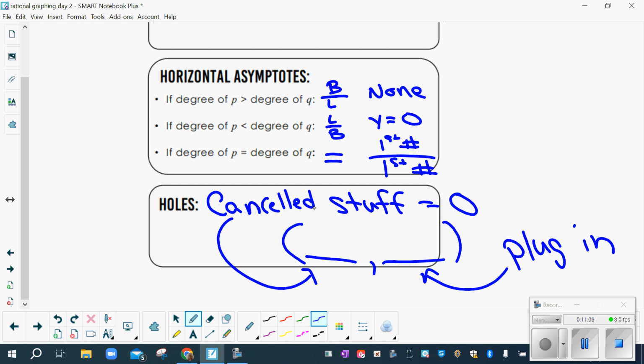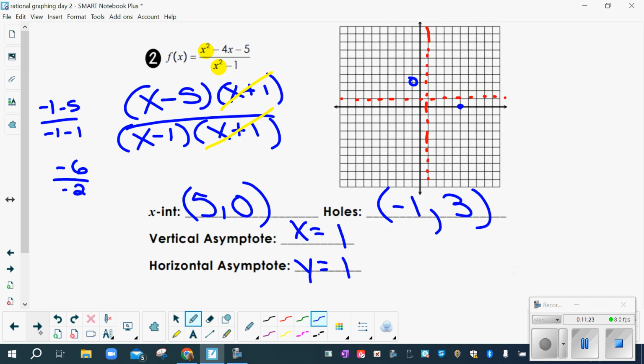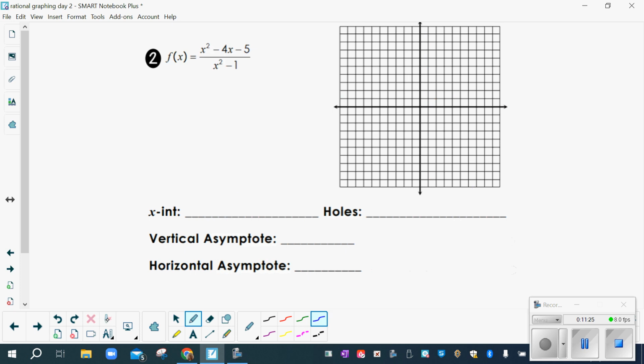Okay. You guys ready to try putting this whole thing together? You guys ready? Okay, here we go. We're going to do example 2. I'm going to let you do example 1 in a little bit. You got your notes. You're ready to go. Here we go. Example 2.